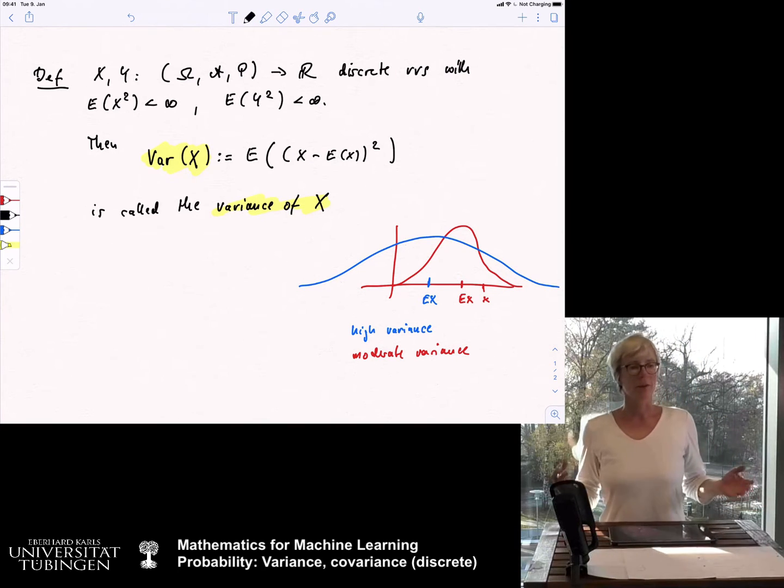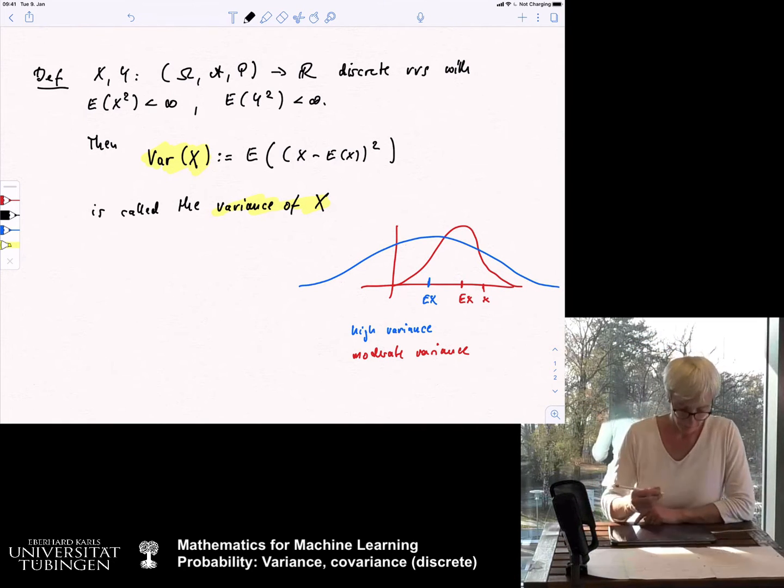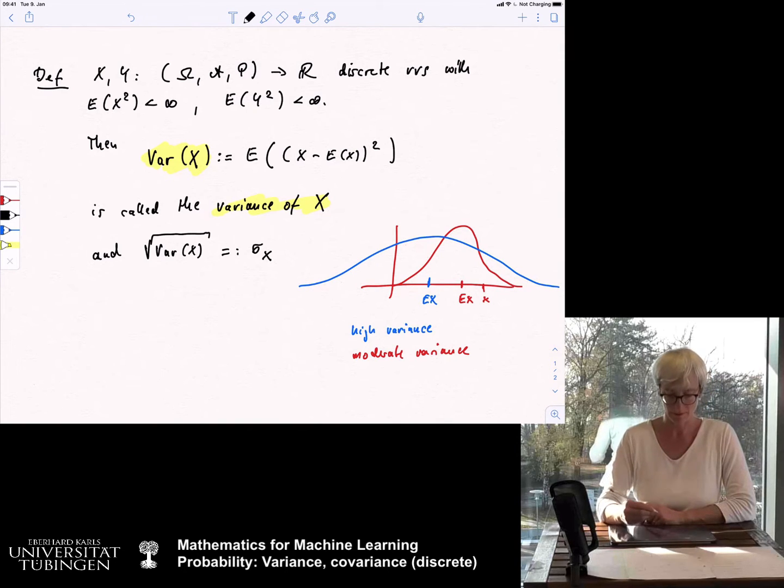Now there's also the related concept of standard deviation, which is essentially the thing without the square. So this guy is called the variance, and we have this other guy, the square root of the variance of X. Sometimes this is denoted as sigma X, and is called the standard deviation.